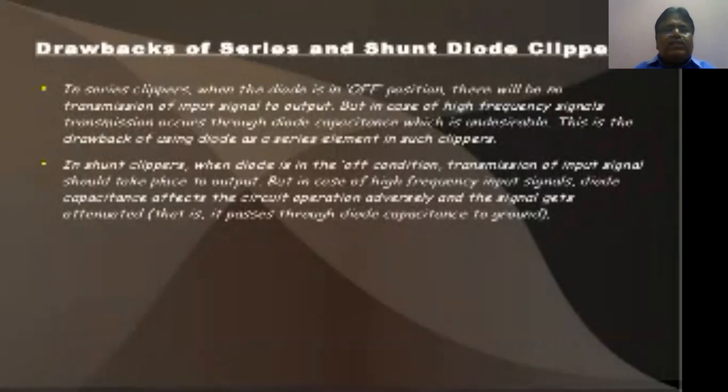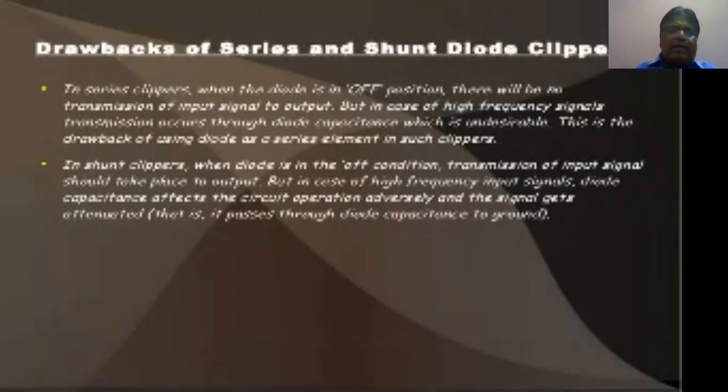Next, drawbacks of series and shunt diode clippers. In a series clipper, when the diode is in the off position, there should be no transmission of the input signal to the output. But in the case of high frequency signals, transmission occurs through the diode capacitance, which is undesirable. So this is the drawback of using the diode as a series element in such clippers.